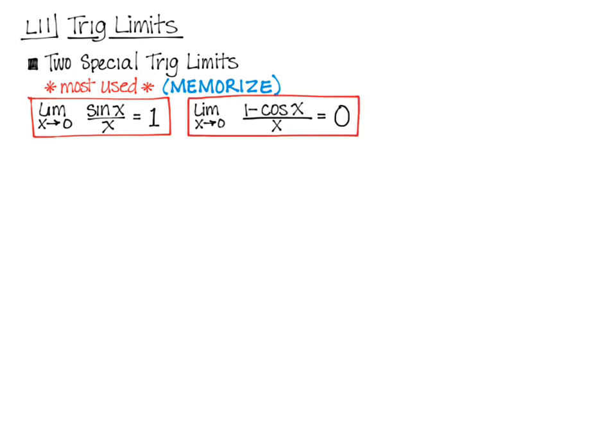The second one that is most used has cosine in it, and it's the limit as x approaches 0 of 1 minus cosine x over x, and this one goes to 0. So you need to memorize these two.